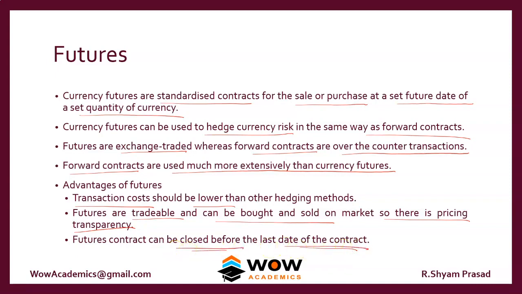Okay, so these are the advantages that a futures contract has when compared to a forward contract, because in a forward contract the broker will charge a higher amount of transaction cost, and there is no exchange in which a forward can be sold. So the pricing is not transparent in forwards, and also you cannot close a forward before the last date. Only futures can be closed, forwards cannot be closed before the last date.